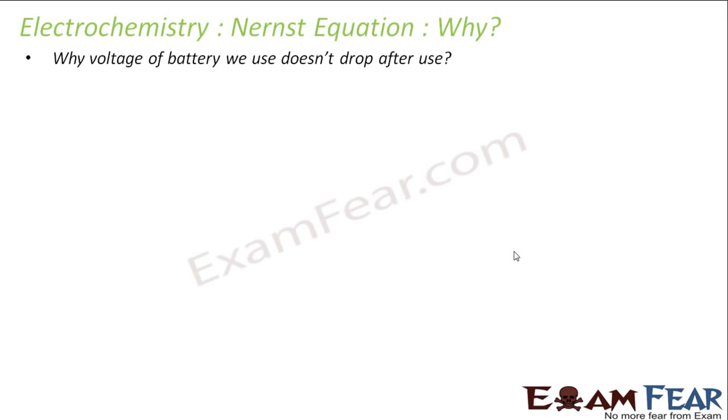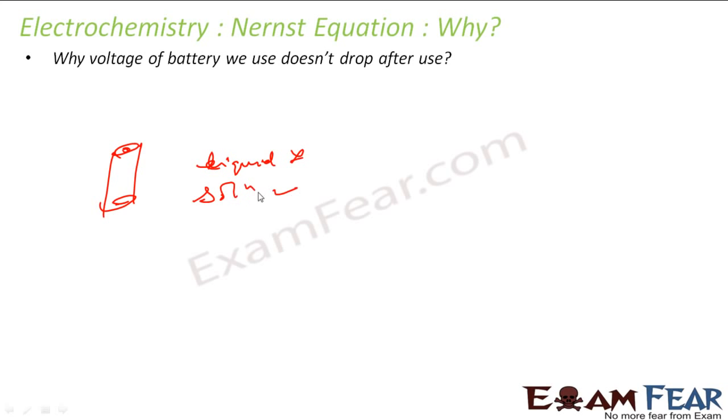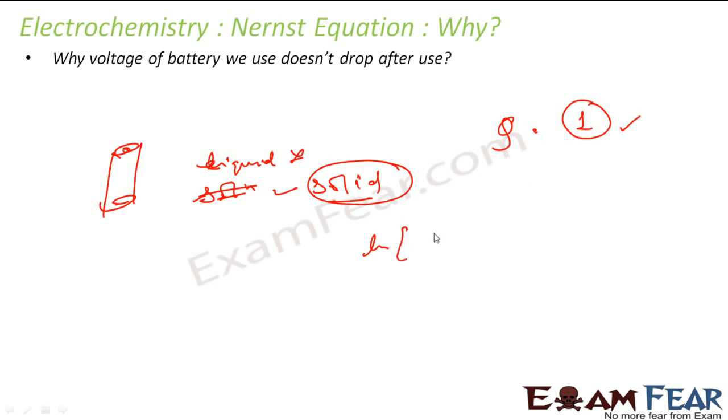The next question is why the voltage of a battery we use doesn't drop after use. That's a good question actually. The battery we generally use is the pencil battery, or the lithium ion battery. In that case, the electrolytes are not in the liquid form. They are in almost solid form. It drops, but it drops very little because it's almost solid. And we have seen that when we talk about Q, solid concentration we almost take as 1. And that's why the ln here is almost 1, because we are dealing with solids here.